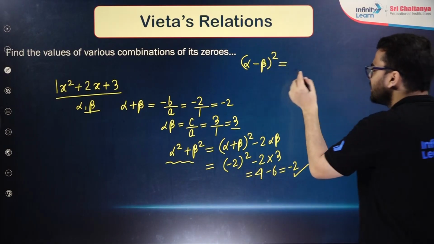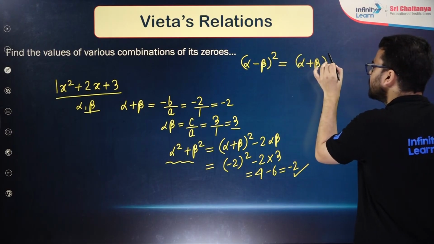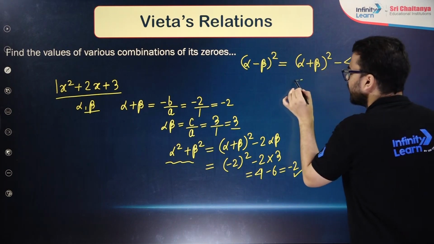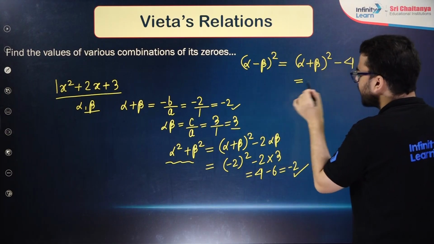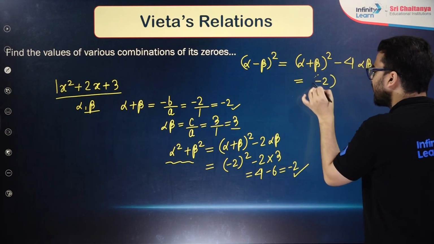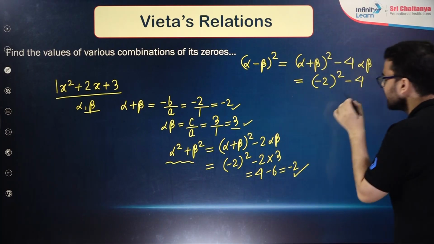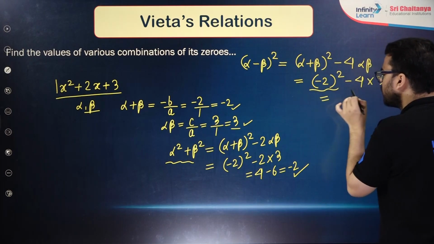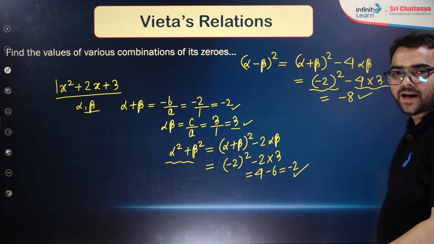So basically, this expression can be written like this: alpha plus beta the whole square minus 4 alpha beta. Now alpha plus beta is already there. That is equal to minus 2. So minus 2 square minus 4 into alpha beta, which is 3. So what is this, guys? This is 4 minus 12. That is minus 8. I hope that is clear.